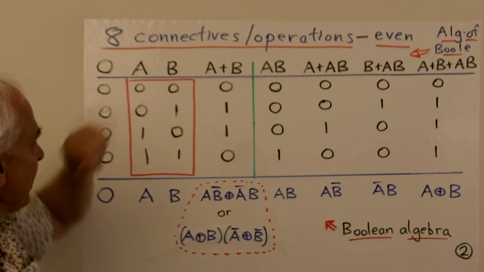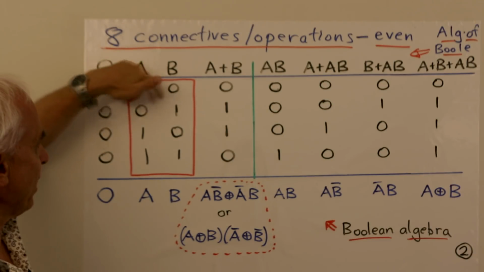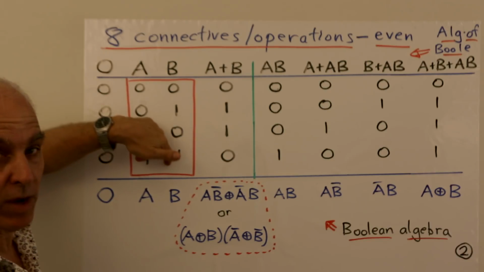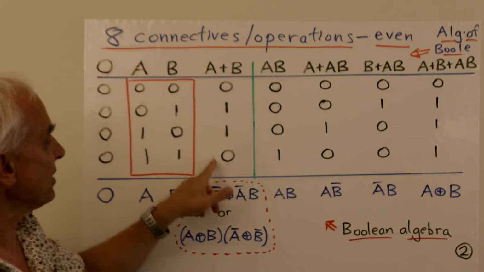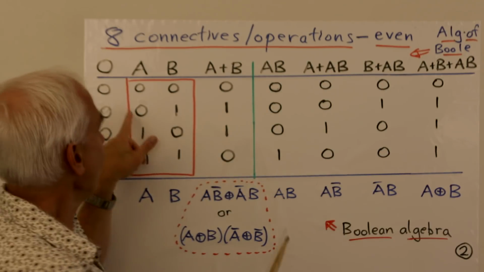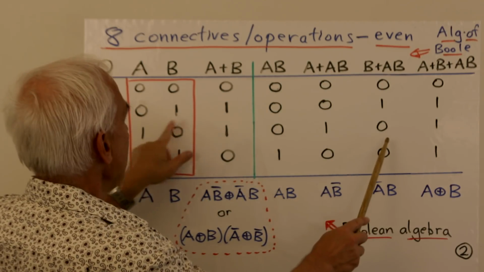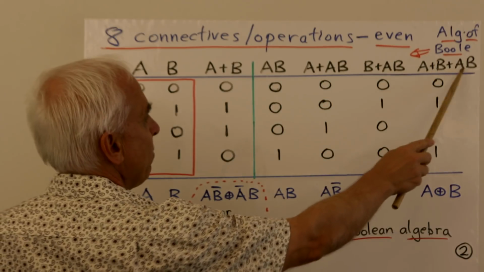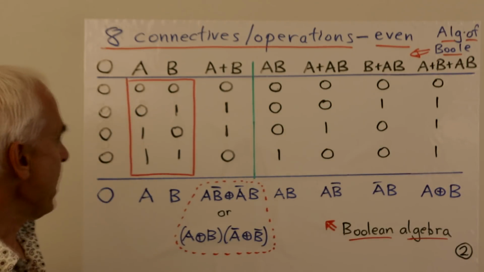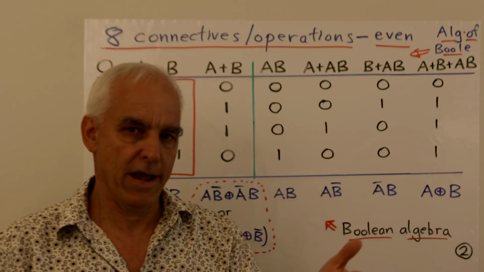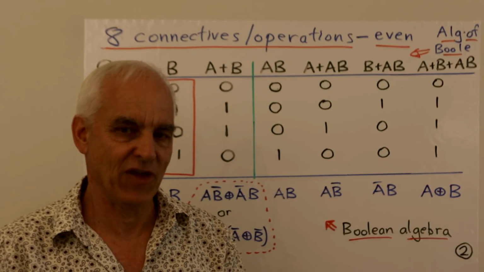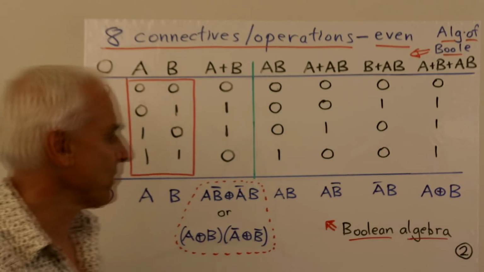And what we see is the inputs A and B. So we're running through all the 4 possible ways of assigning zeros and ones to them. And then here is the sum, here is the product, here is A plus AB, and then B plus AB, and A plus B plus AB. Now, underneath, I've also given you the Boolean algebra expressions for the same connectives.